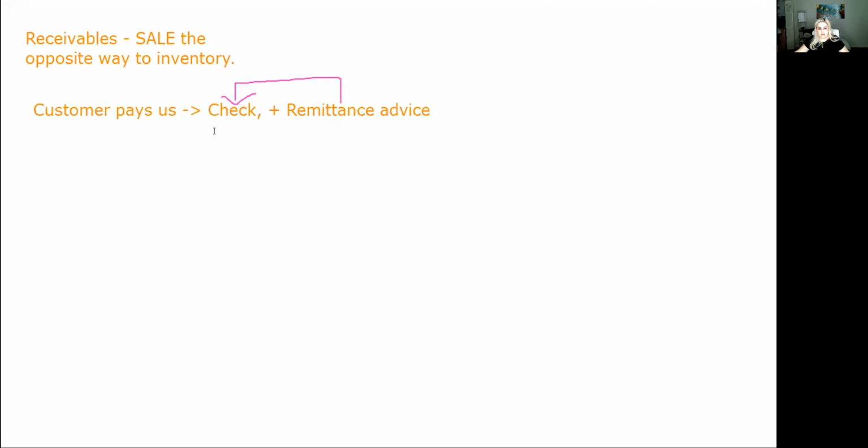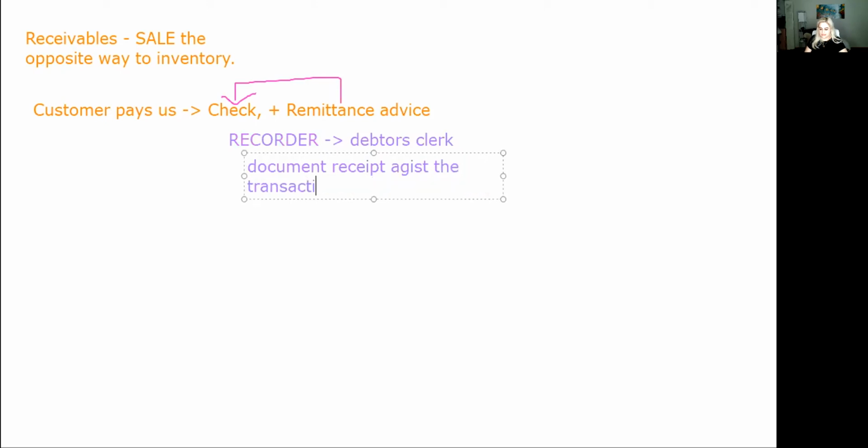So then the debtor's clerk, who is the recorder, okay, the debtor's clerk. Remember, the recorder for the creditor side is called a creditor's clerk, right? So the debtor's clerk would come along and would check the check amounts against the invoices that are paid, right? So they would document receipt against invoices, or let's say against the transactions for the month.